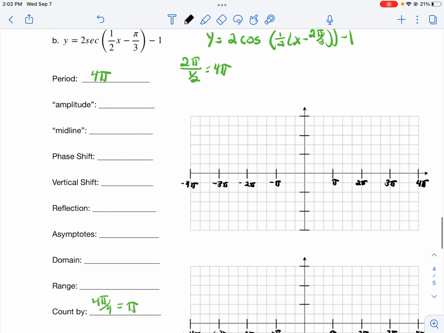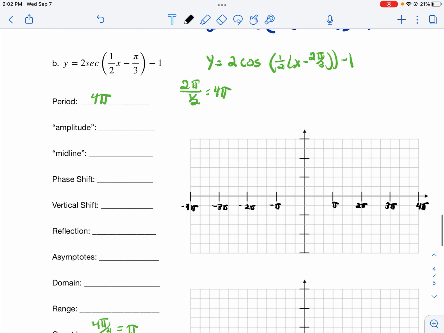All right. My amplitude is by A, so that's 2. Again, it's in quotations. Let's go back to green. 2 is in quotation because it's not exactly that. And so I've gone down 1. So my midline is at y equals negative 1.